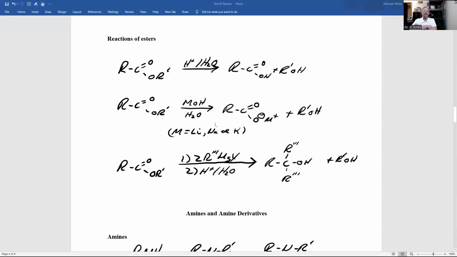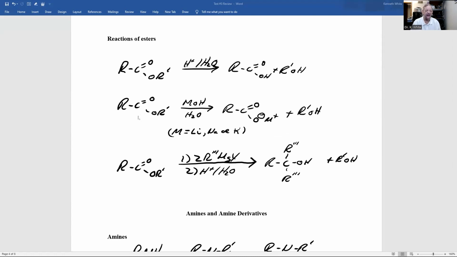Now, once you have an ester, what can you do with it? Well, it turns out a lot. If you take an ester and react it with acid and water, you'll get back the carboxylic acid plus the alcohol you would have used to make that ester. And we'll come back to this reaction because this is how your stomach breaks down fats and oils. But that's later in the semester. But here, ester gives a carboxylic acid plus an alcohol.